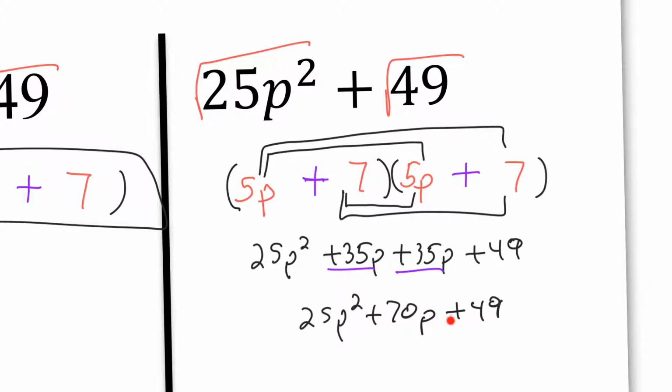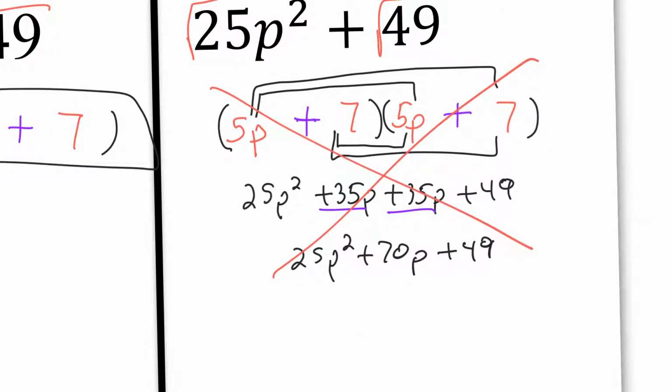So we do get the plus 49 here, but we got an extra term that we don't have. That's 70p. So we don't have the middle term. So this one doesn't work. This is not your answer. So I'm going to cross it out because it doesn't work. And when this happens, this binomial is prime.